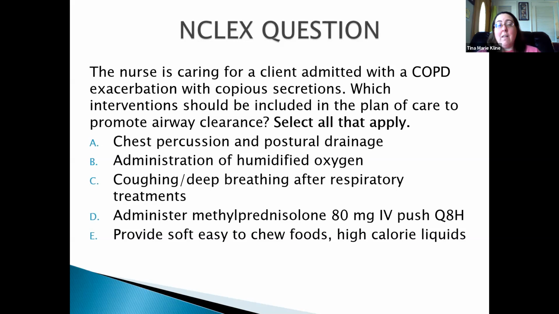Okay, if you don't know what copious means, and that might happen, you might come across a question and think, what in the heck is that? I'm not quite sure what it is, but there's something, I've got some secretions. They have a lot of secretions. They might be thick, they might be thin, but they got a lot, okay? All right, so I know my COPD patient has copious secretions. Which intervention should be included in the plan of care to promote airway clearance? And you'll see how I emphasize some of those words. What is this question asking? What the question is asking is, what are interventions that are going to help clear the airway?